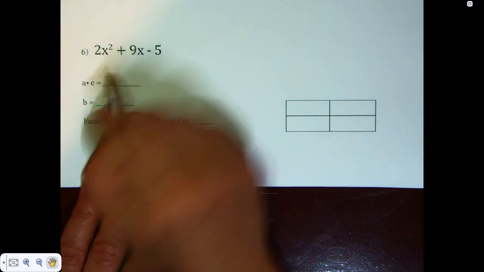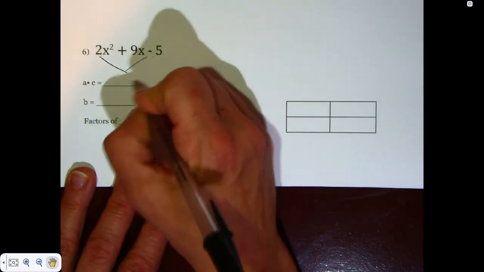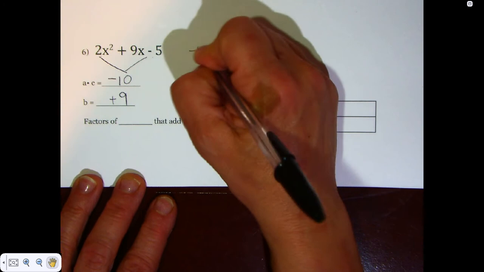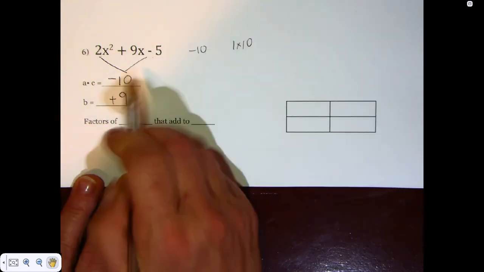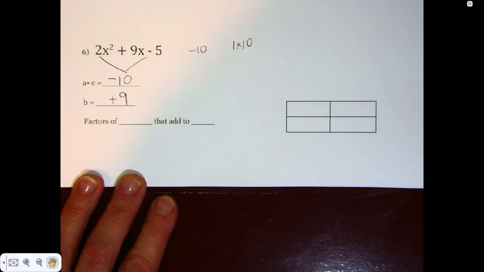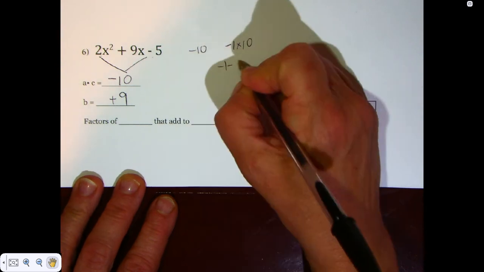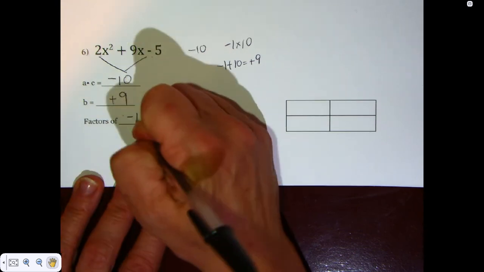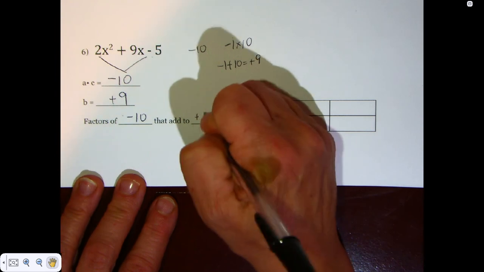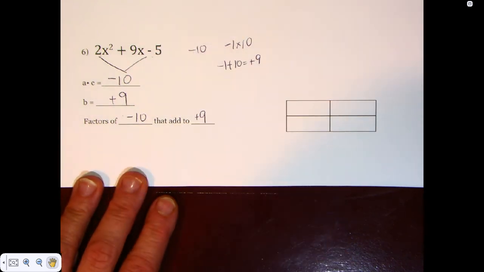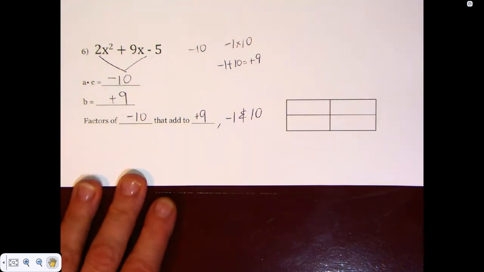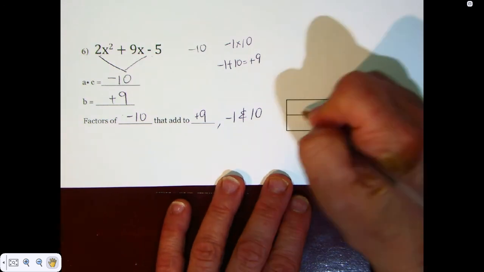So let's start off. We want to find A times C. 2 times -5 becomes -10. B, of course, is +9. The factors of -10 are going to be 1 times 10. And since this is positive, that means the 10 has to be positive, so the 1 has to be negative. So I end up with -1 plus 10 is equal to +9, and that is what our B is. So the factors of -10 that add up to +9 are -1 and 10.